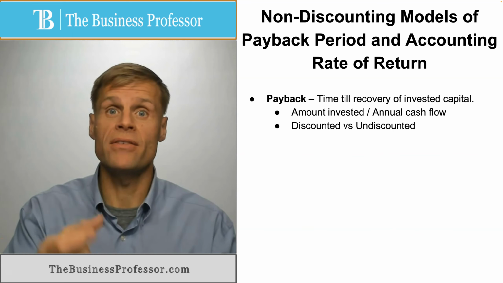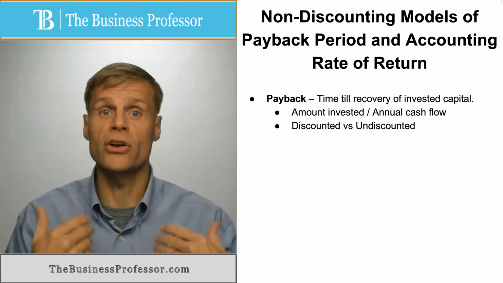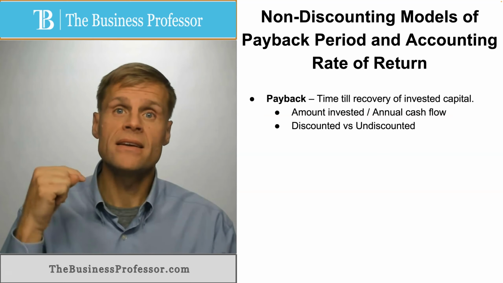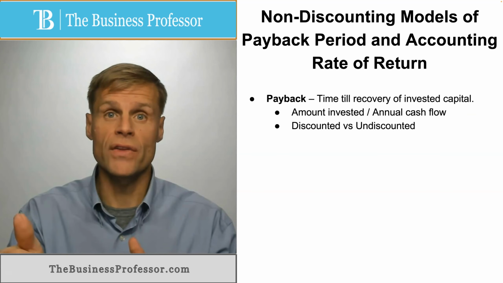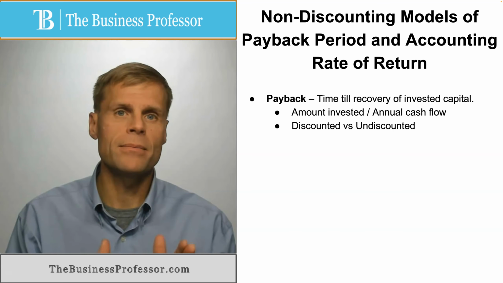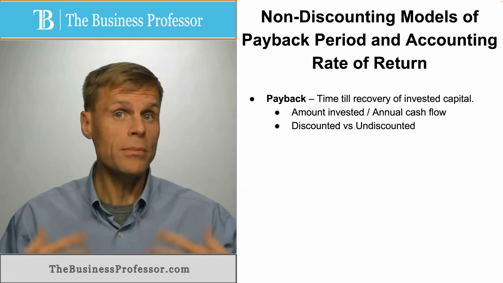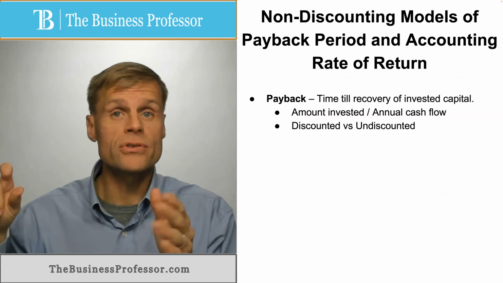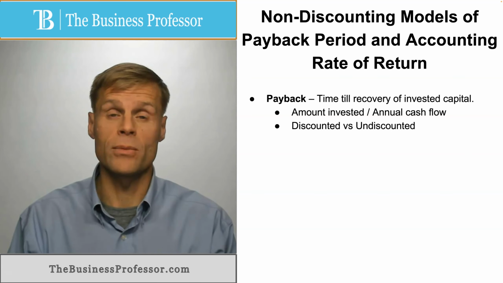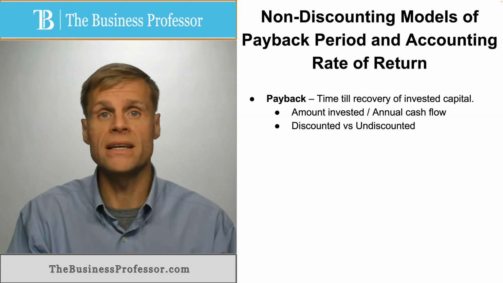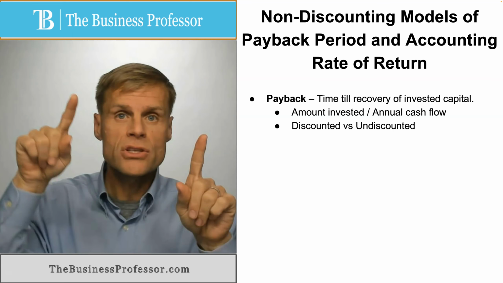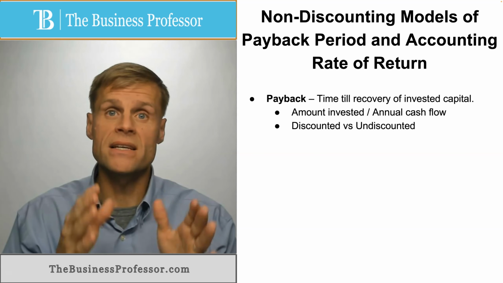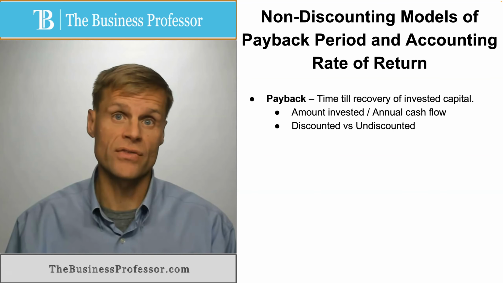I would be earning $5 a year before I earn $10 back. Okay, now generally it's the amount you invested divided by the annual cash flow. Now, payback period can be discounted or undiscounted. Most of the time you're going to do a discounted model. Why? Because money in the future is worth less than it is now because of inflation and then the opportunity cost associated with your money. So you will need to discount your future cash flows to get the present value of those future cash flows.